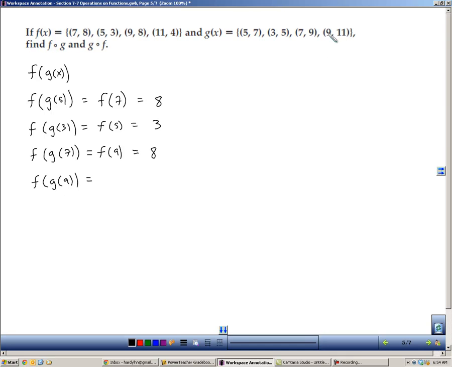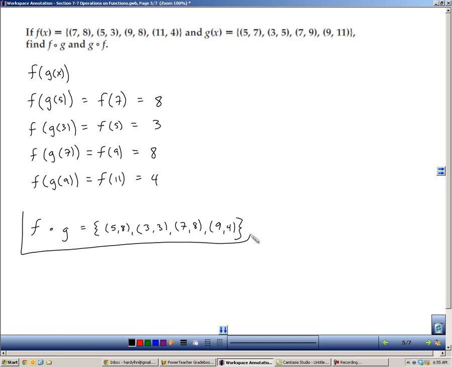Last one, g of 9. 9 for the domain gives us an 11 for the range. And an 11 for the domain in the f function gives us a 4 for the range. So then our final answer is f composition g: (5, 8), because we plugged a 5 in, got an 8; (3, 3); (7, 8); and (9, 4).